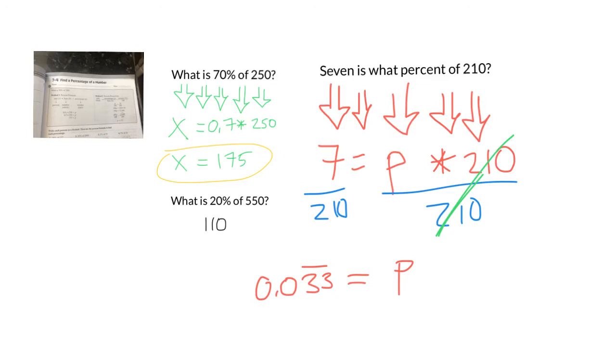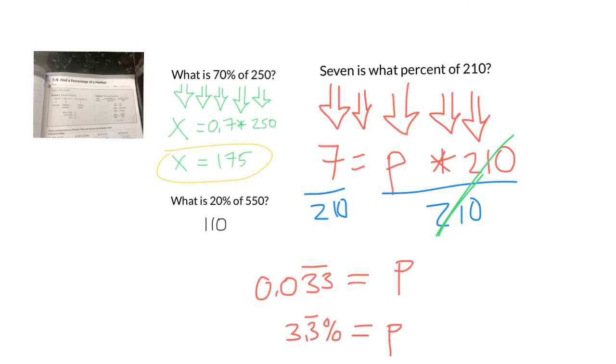Now, obviously, before we took the decimal and moved it twice to the left. So when you're converting from a percentage to a decimal, you take the decimal and move it twice to the left. But when you're converting from a decimal to a percentage, you're going to have to move it twice to the right. So then you can do that extra step, and it's going to become 3.3 repeating percent. So in other words, 7 is 3.3 repeating percent of 210.